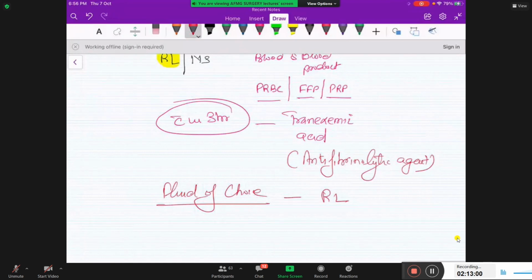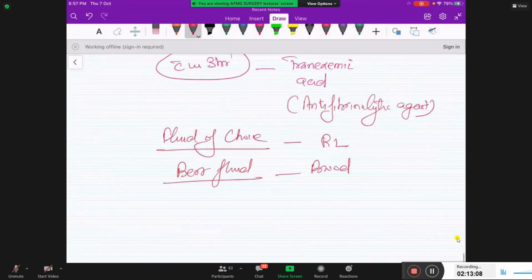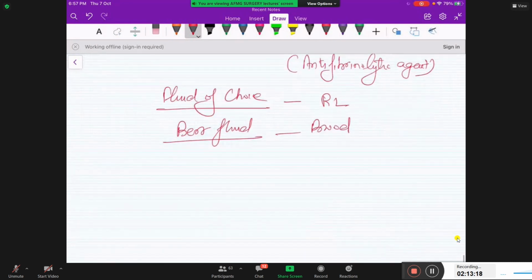But if you are asked, what is the best fluid in trauma? Khoon ke badle khoon. Best replacement of blood loss is blood. Now, which blood? Obviously, human blood.